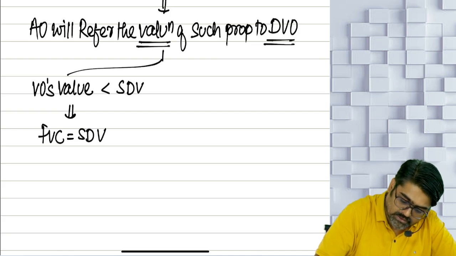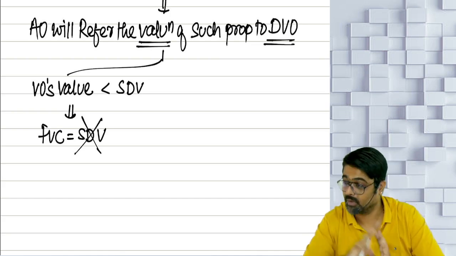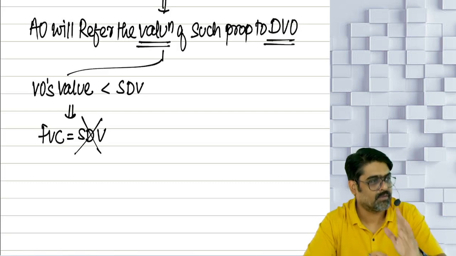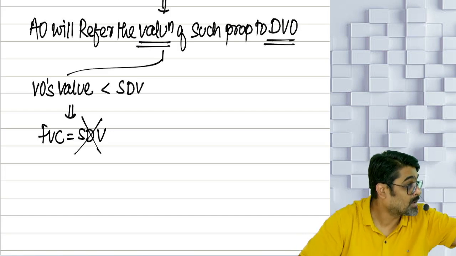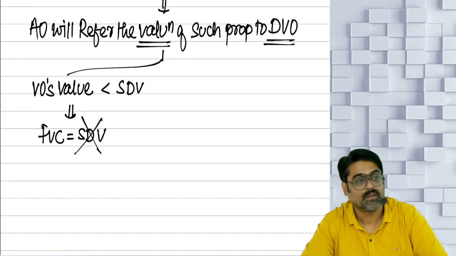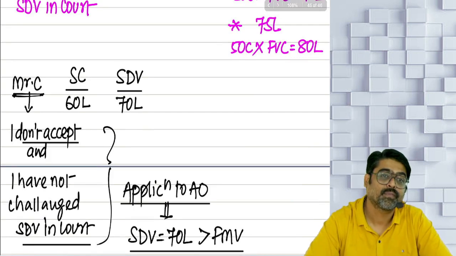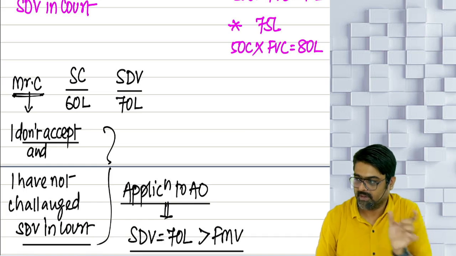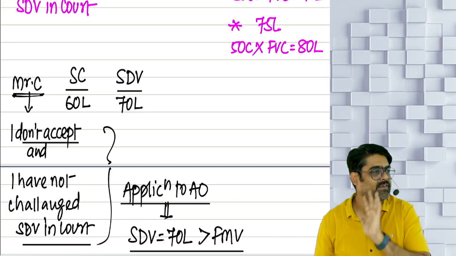We were taking what? Stamp duty value. We will not take the stamp duty value. Don't worry. So now which value will be taken? We will take VO's value because that is still higher than your consideration. What was your consideration? Sorry, 60 lakhs. Yes or no? What was the stamp duty value? 70 lakhs. So you are saying that the market value is less than 70 lakhs, no? Market value is less than 70 lakhs.